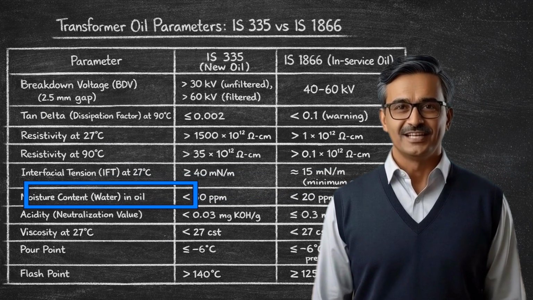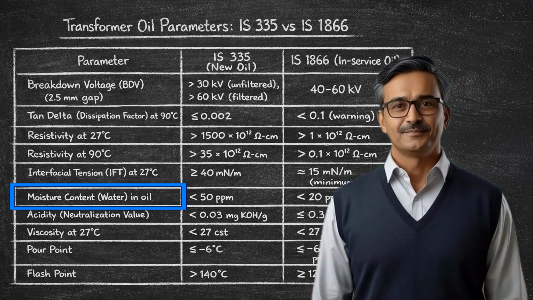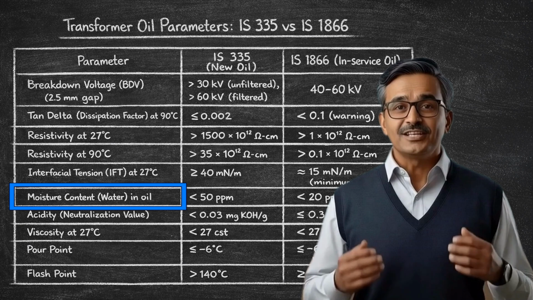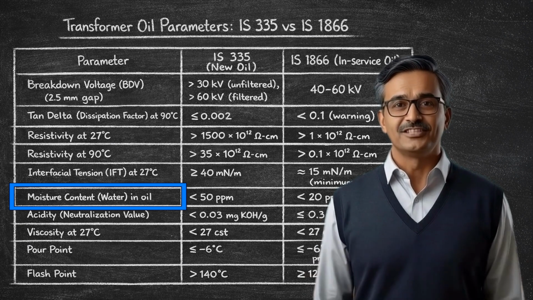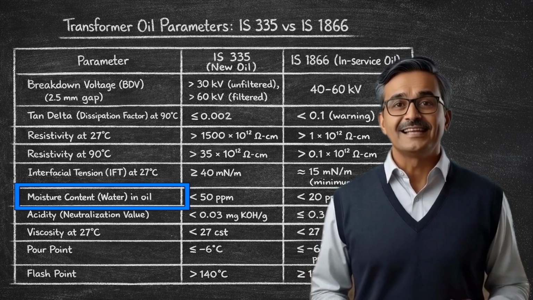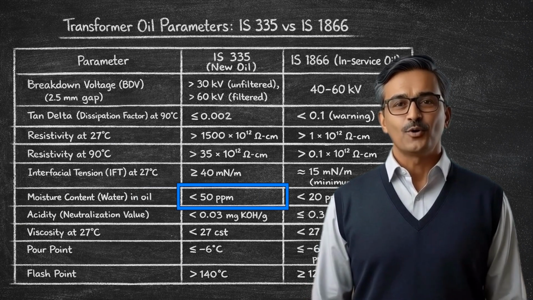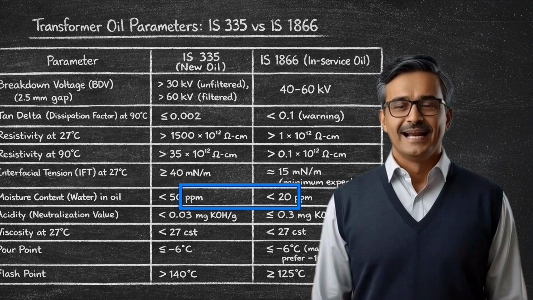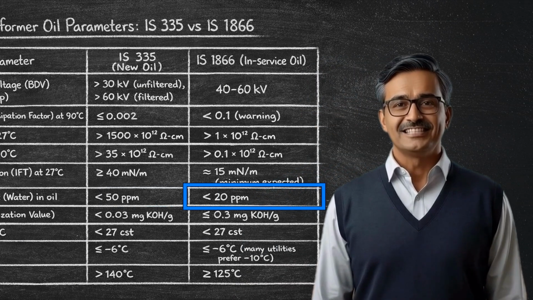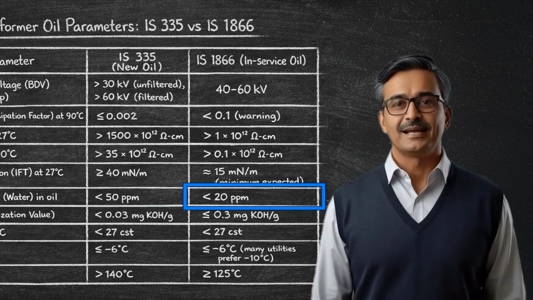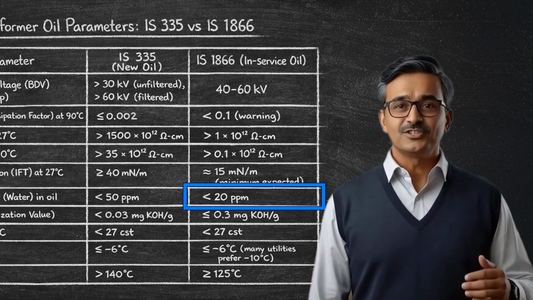Next is moisture content in parts per million. Even small water content reduces BDV and damages paper insulation. IS 335 recommends moisture less than 50 parts per million for new oil. IS 1866 recommends less than 20 parts per million for in-service oil.